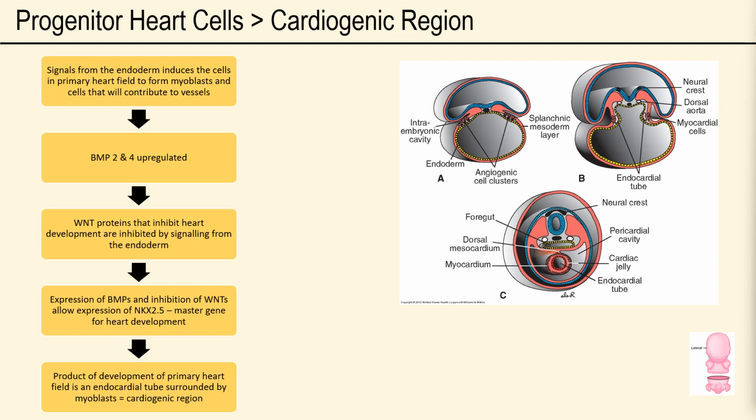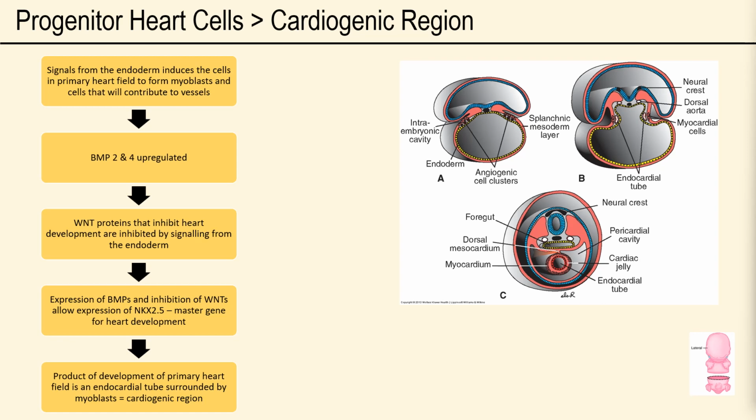So the expression of BMPs and the turning off of the brakes, or the WNTs, allow the expression of NKX2, which is the master gene for heart development. As a result of this, the primary heart field is able to develop into an endocardial tube, which is surrounded by myoblasts, which is then called the cardiogenic region. If we look at image B, we can see the formation of the two endocardial tubes.